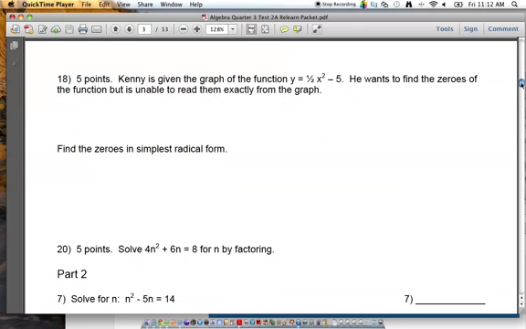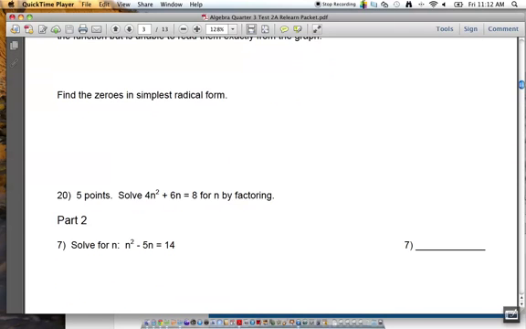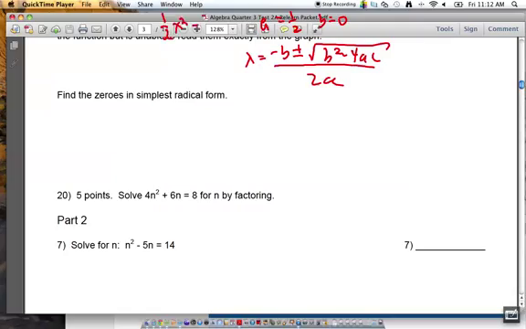And the next one says, Kenny graphs that function. He wants to find all the zeros, in simplest radical form. So again, x equals negative b plus or minus square root of b squared minus 4ac all over 2a. I realize some of this is off the screen, but a is a half. You can look on your paper. b is 0. That's the big thing to keep in mind, because it says 1/2 x squared.